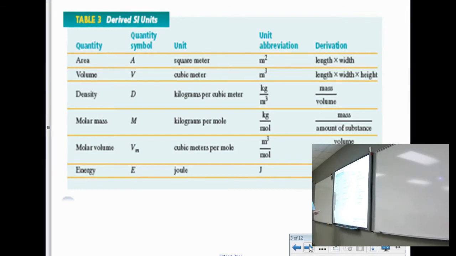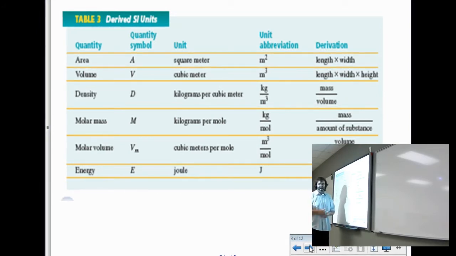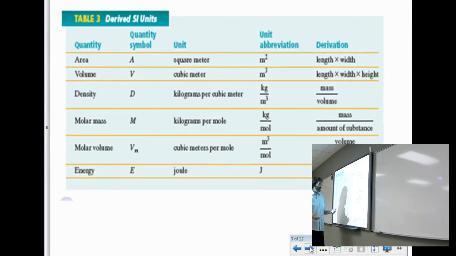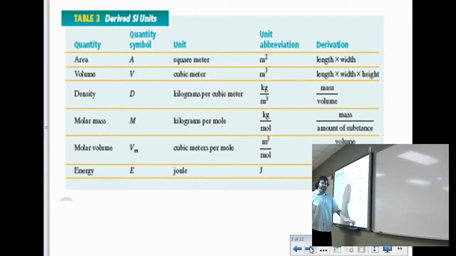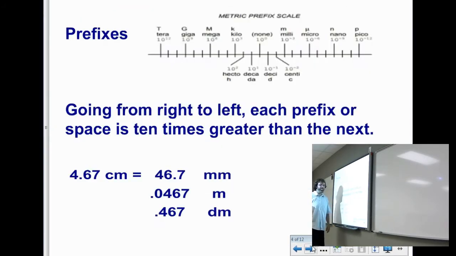Derived units also just take those base units. For example, what is density? Well, it's mass divided by volume. So you have the mass base unit divided by the derived volume unit, and that gives you the density. So again, a way of using the quantities in the metric system.